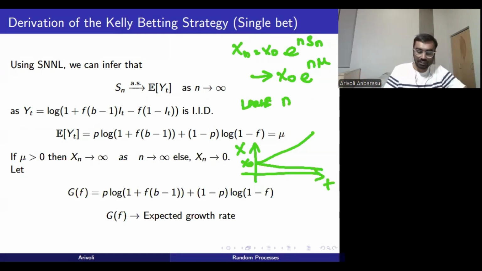So from this equation, we can see that mu determines how fast or how slow our wealth changes, and it is a function of the fraction f. So this is called the expected growth rate.